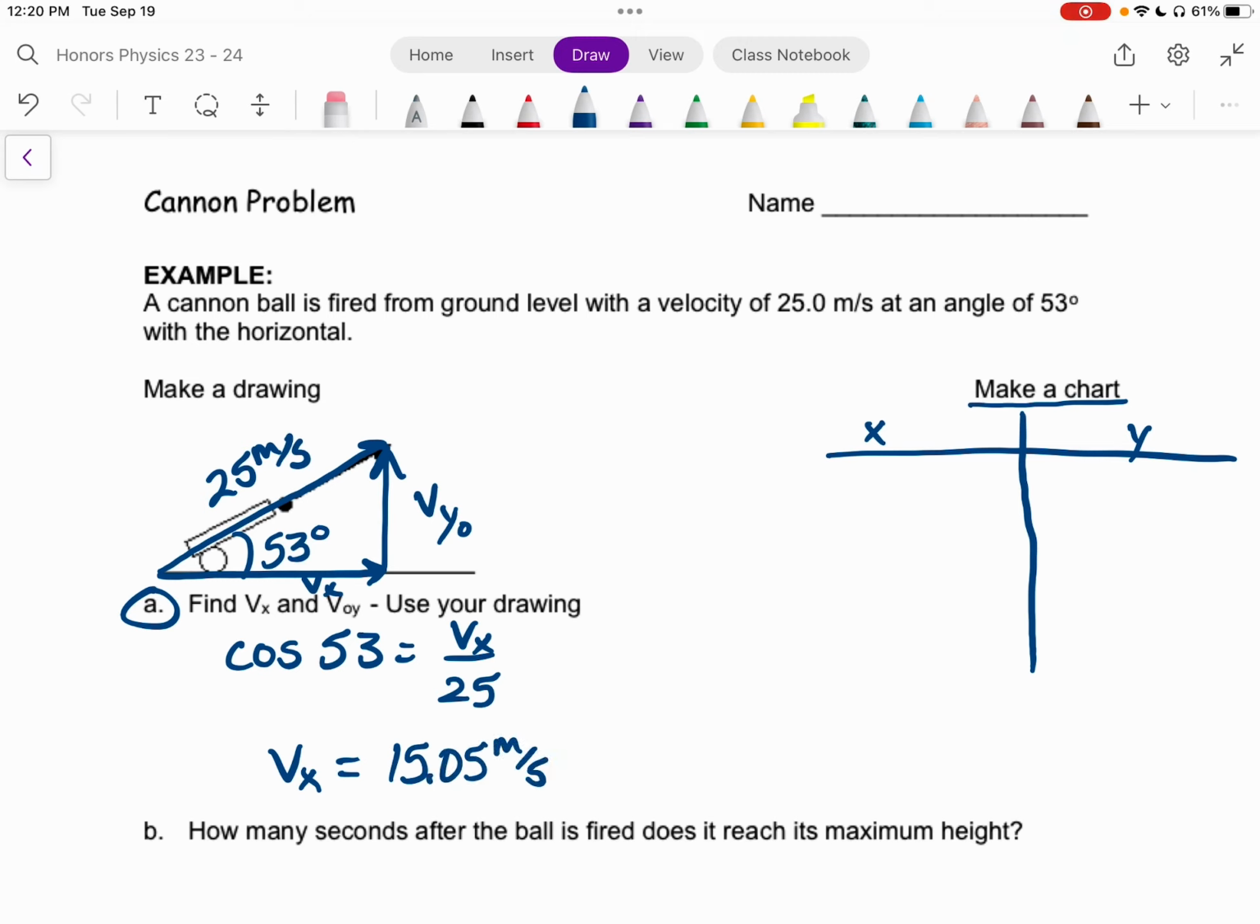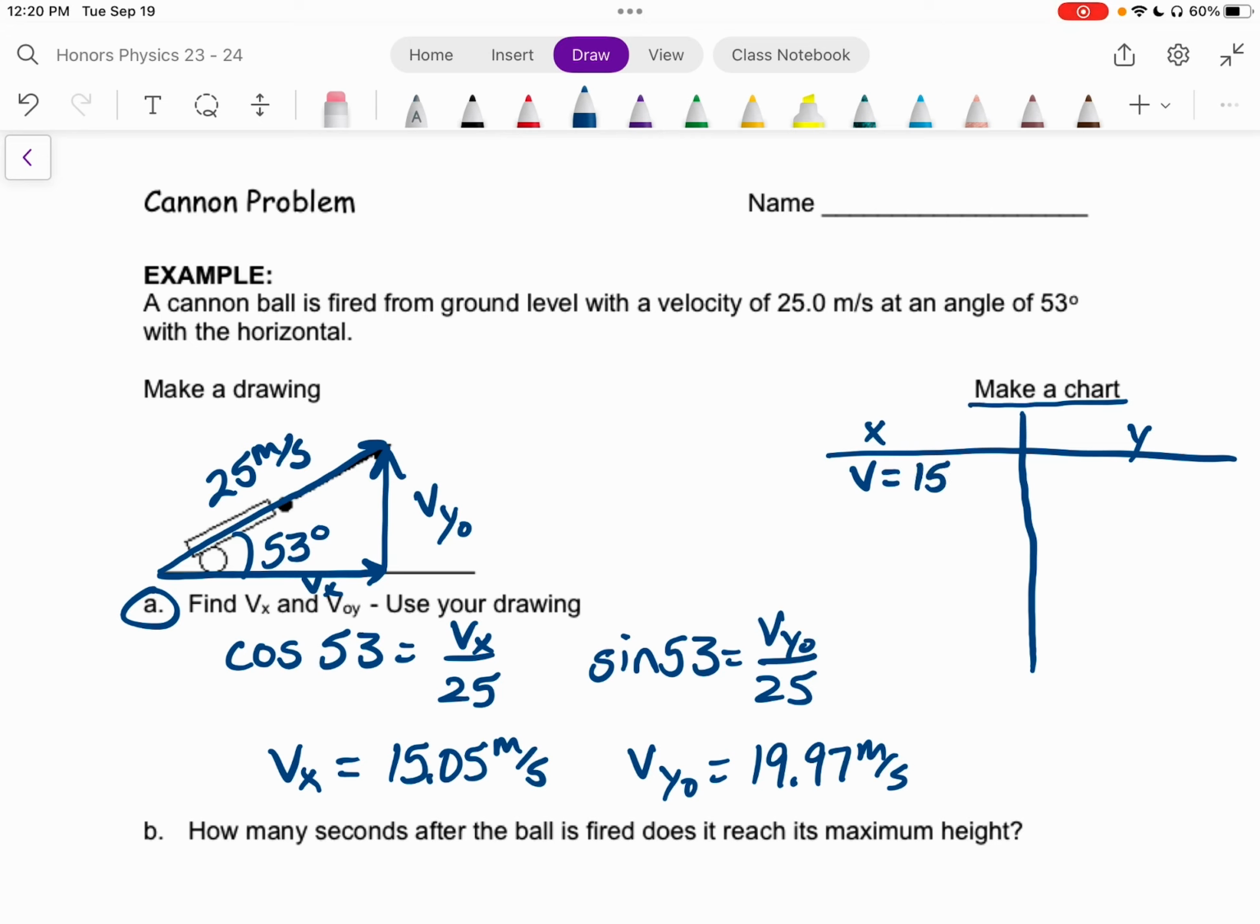In the Y direction, I'm going to use sine 53 equals velocity original in the Y over 25. And so then the velocity original in the Y, when you plug it into a calculator, is equal to 19.97 meters per second. I can start filling some of these things into this chart. In the X direction, the velocity is always 15.05 meters per second. In the Y direction, I know that the original velocity is about, I'm going to just round it off to 20 meters per second here, but I will use the 19.97 as we go.